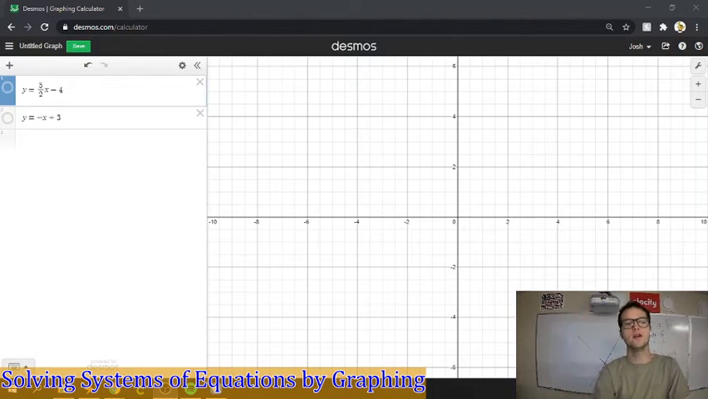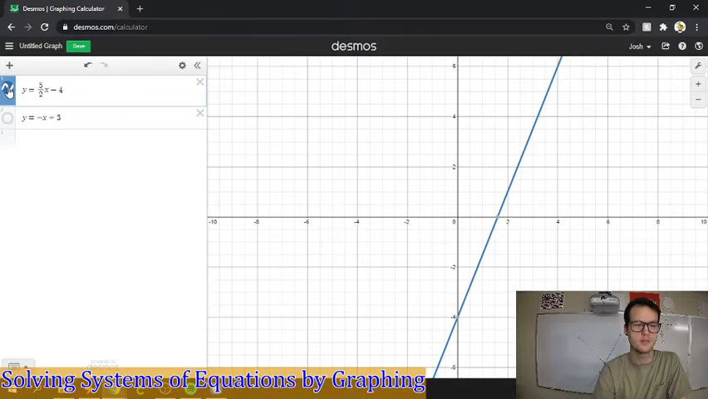Hey, I'm down here now. We're in Desmos. What I've done is I put both of the equations of the lines in here. Y equals 5 halves x minus 4. Y equals -x plus 3. So when I click this little box here, it's going to put the graph of the line in.